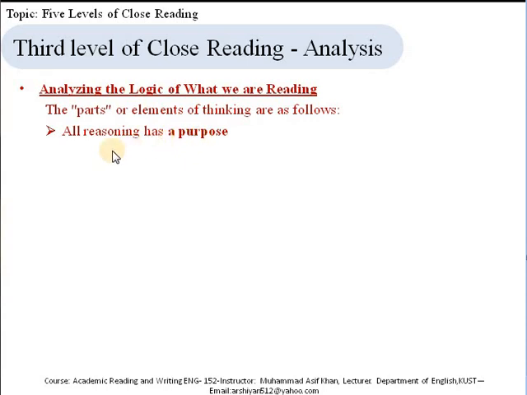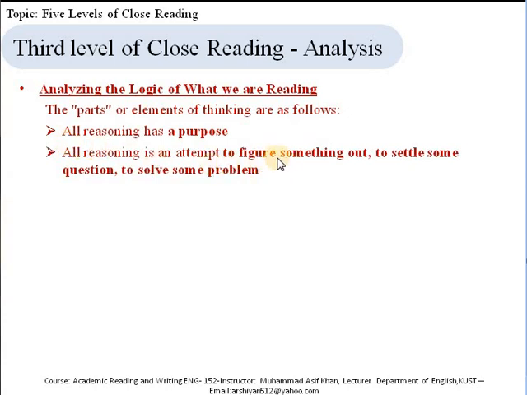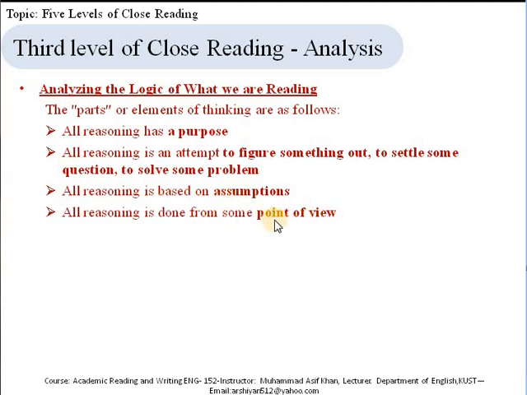The second element of reasoning is that all reasoning is an attempt to figure something out, to settle some question, or to solve some problem. So when we are reasoning, we are trying to figure out, settle or solve some issue or problem. And all reasoning is based on assumptions, and all reasoning is done from some point of view. When we are reasoning, you reason either for that or against that. These are two points of view, but we can have many points of view for supporting or going against an assumption. So there are many points of view, and we are reasoning from some point of view.